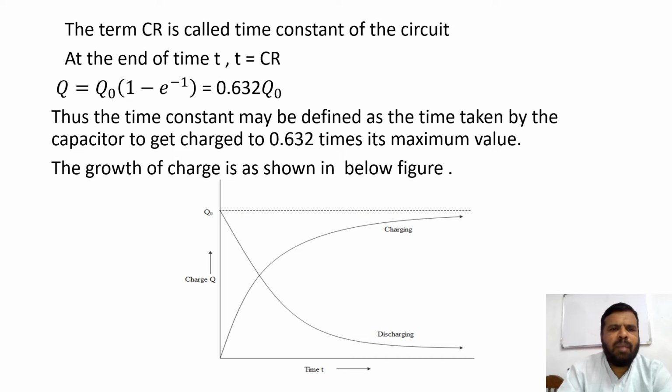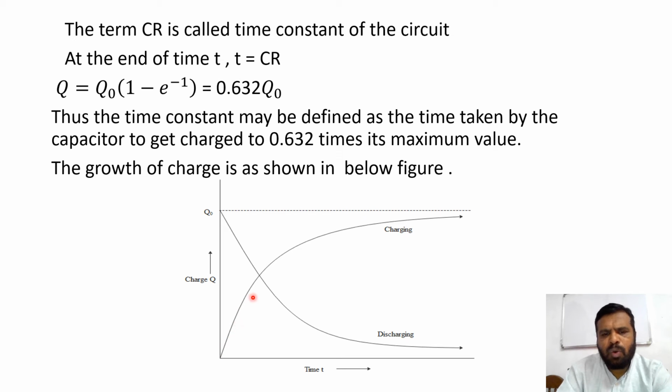At the end of time t is equal to CR, when t is equal to CR, q is equal to q₀ into bracket 1 minus e raised to minus 1, that is equal to 0.632 q₀. Thus, the time constant may be defined as the time taken by the capacitor to get charged to 0.632 times its maximum value. The growth of charge is as shown in the below figure.